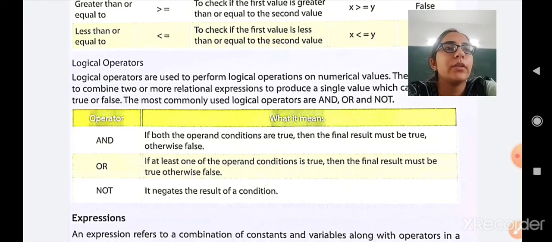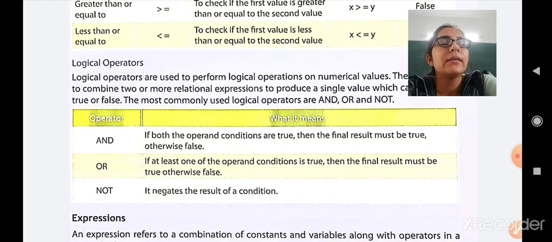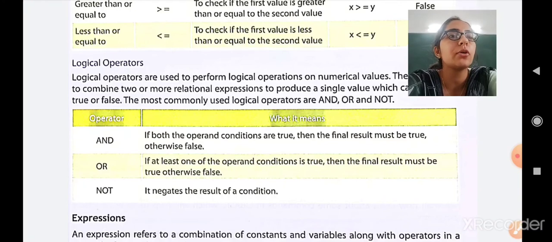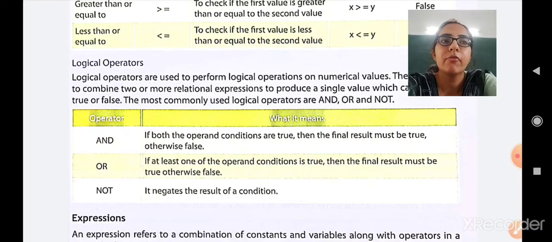Let me explain you with one example. That is, the person got marks in English is equal to 90 and marks in maths is equal to 80. If both the conditions will be true, it means a person have got English marks 90 and maths marks 80, then only the answer will be true, otherwise the answer will be false. Okay, so both the conditions should be true using an AND operator, then only you will get the true result, otherwise your result will be false.